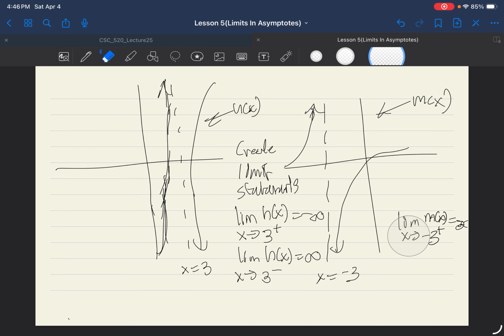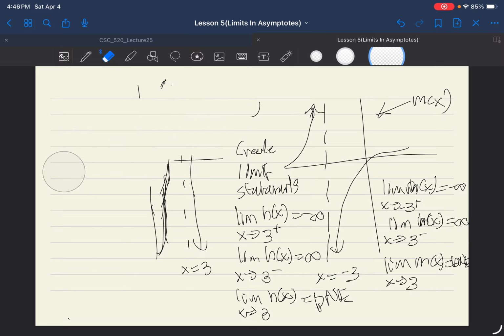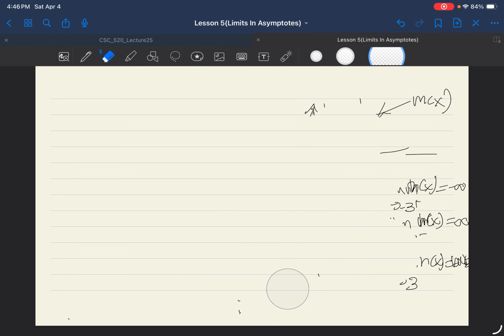It's infinity. And that means the limit as x approaches 3 of m of x is DNE. Same thing with the limit as x approaches 3 of h of x. It's also DNE, because it's not going to the same infinity. Meaning we can't even say it's infinity. We have to call it DNE, or does not exist. Alright, that was pretty much limits to infinity of vertical asymptotes.